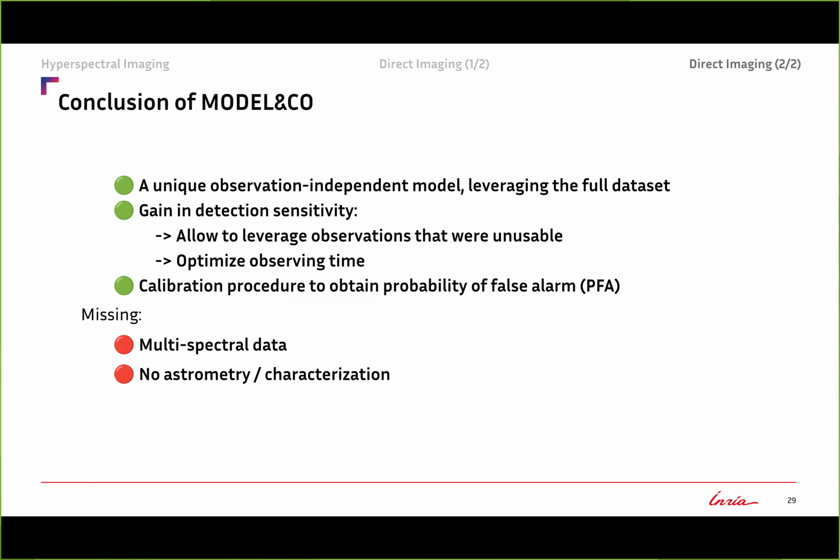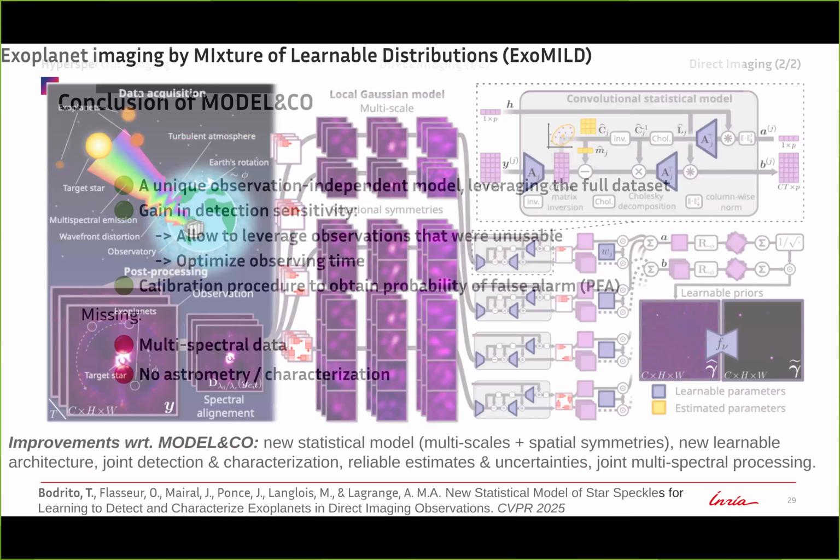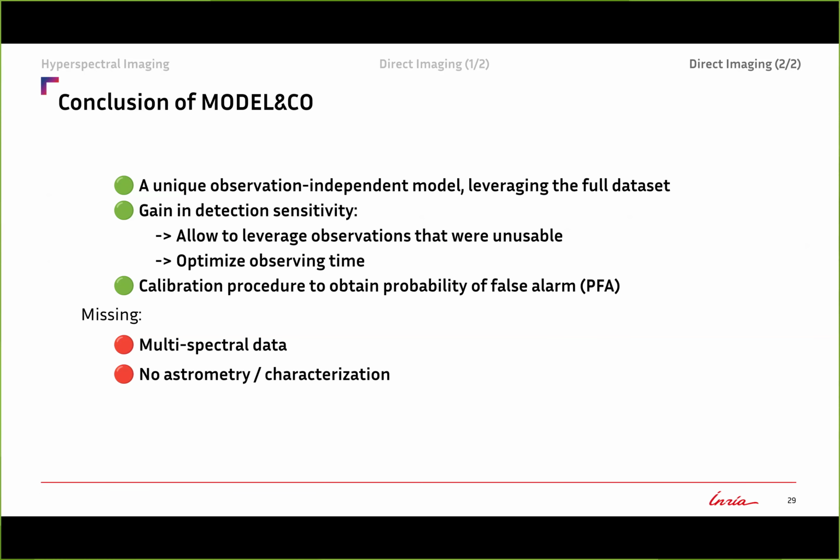But there are still some issues to be resolved. This model is not multispectral, but it only works for ADI, so a single channel. And there is no astrometry or characterization, so we cannot estimate reliably the flux of the source or its position. When you say it's missing, it just means you haven't done it yet, right? Not that there is a problem for doing it?